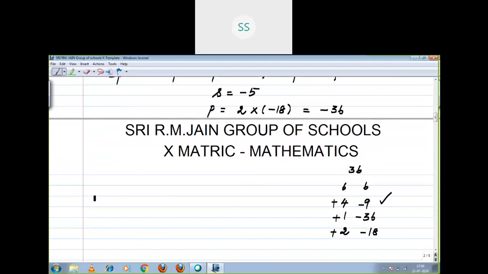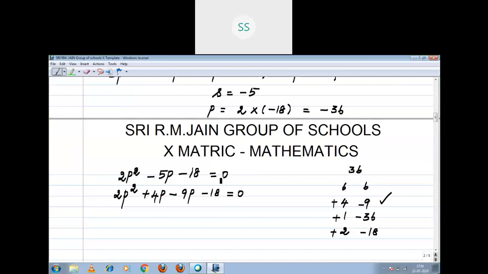Now you see, 2p square plus 4p minus 9p minus 18 equal to 0. Anyone, you have to participate. Sum alone I split and wrote. At the same time, I didn't disturb the given. What is your given? That I will write here. 2p square minus 5p minus 18 equal to 0. Your sum is negative, product is negative, bigger number negative, smaller number positive.